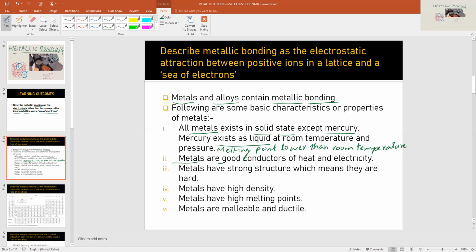Metals are good conductors of heat and electricity. Metals have strong structure, which means they are hard. Metals have high density. Metals have high melting points. Metals are malleable and ductile.